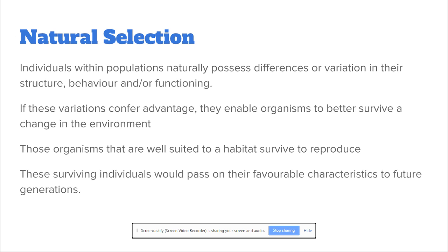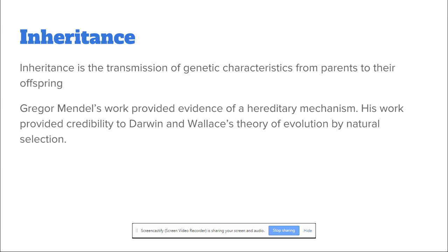Now, this process of natural selection, or this theory of natural selection, proposed by Darwin and Wallace, was widely accepted in the scientific community. But what remained a mystery for some people was the way in which these characteristics were then passed on through genetics to future generations. And that's where it was really important that Darwin and Wallace tried to find some evidence that would support their claims in terms of inheritance.